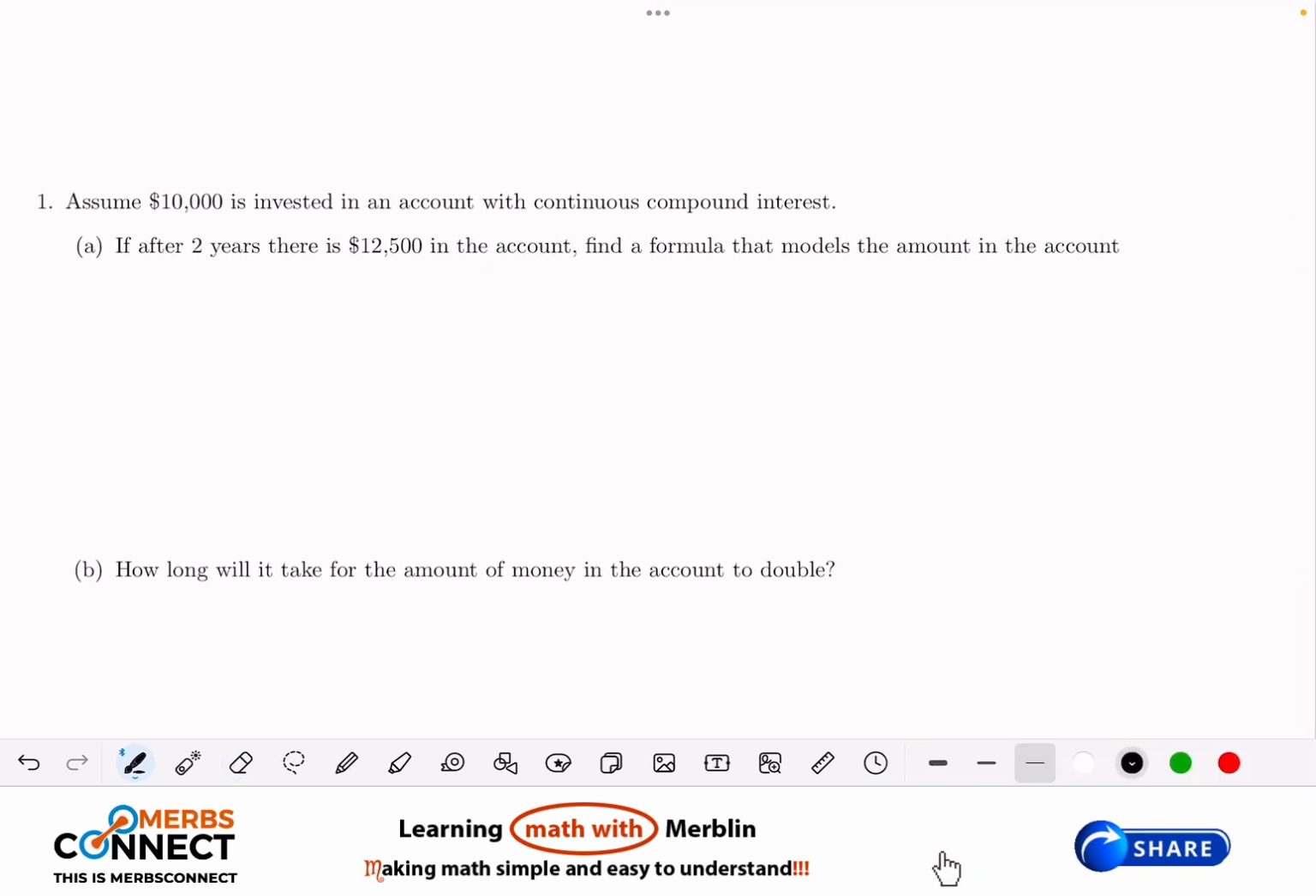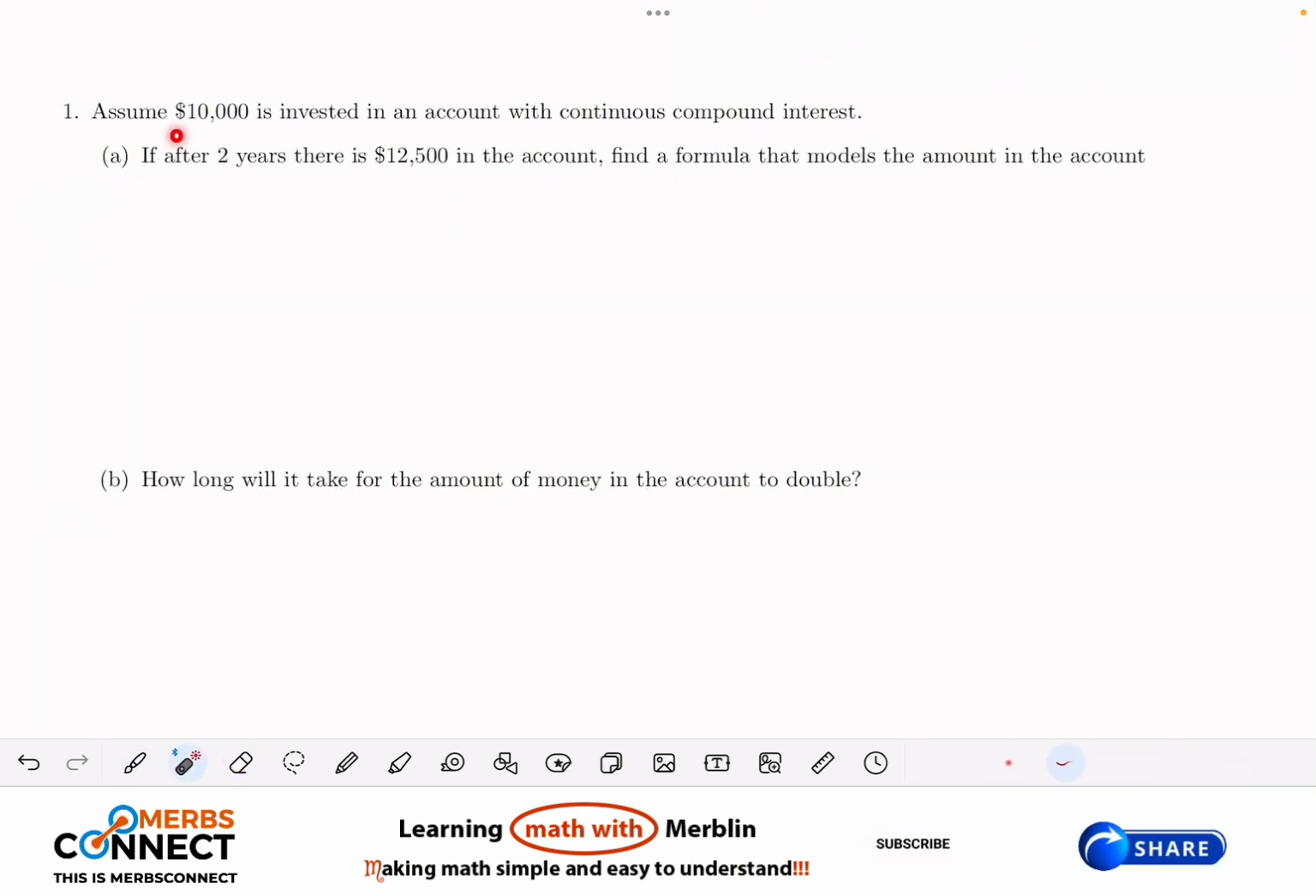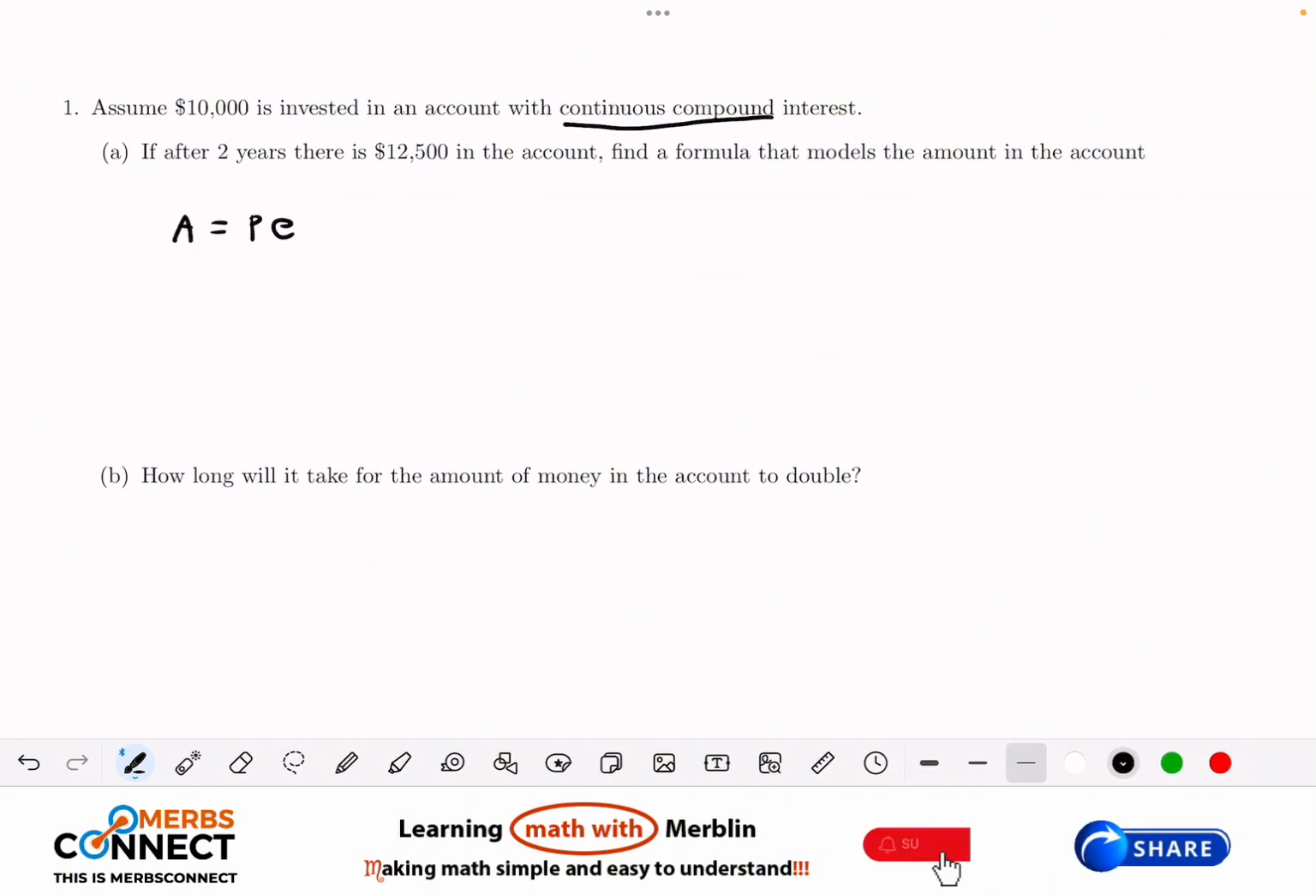So let's first start with the first one. So now, assuming we have invested $10,000 in an account with continuous compound interest. So since I've seen this word here, continuous compound, it means that the formula that I'm going to use is A = Pe^(rt). This is what I'm going to use from the question.